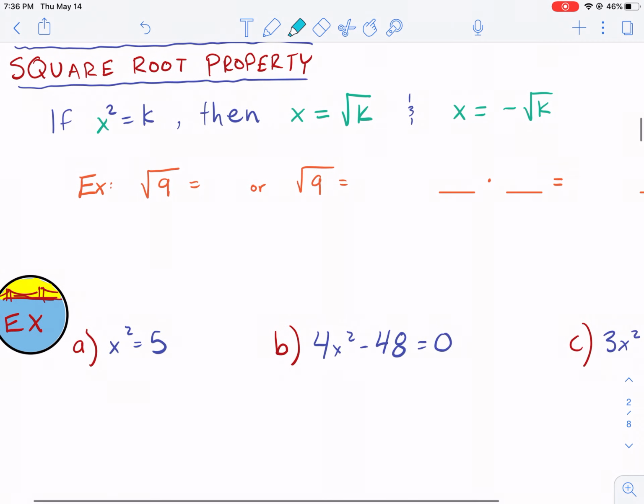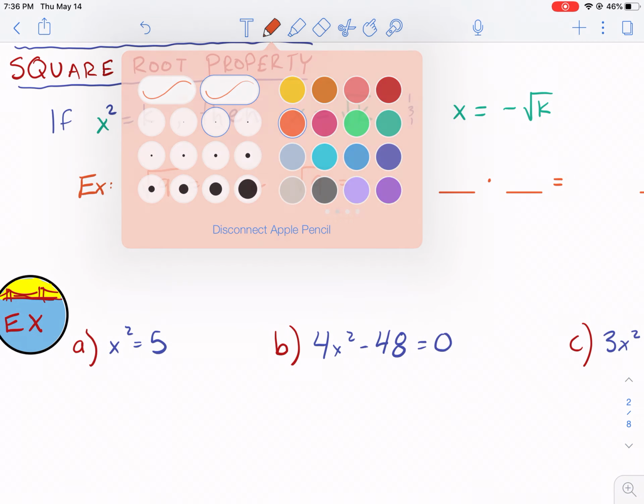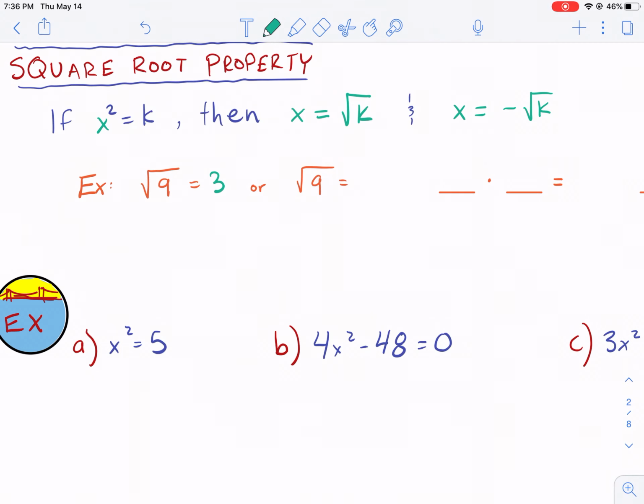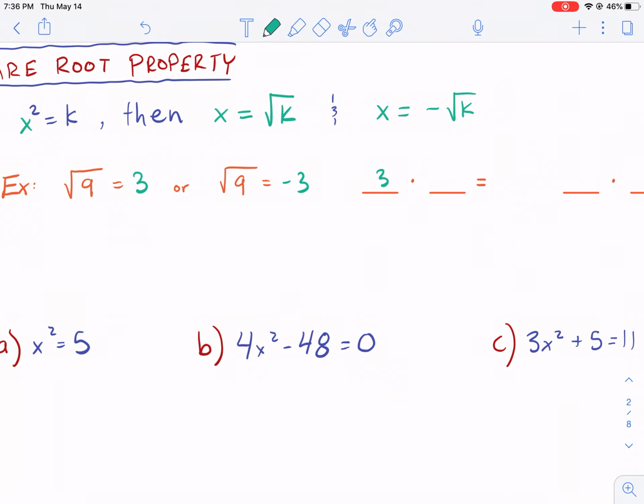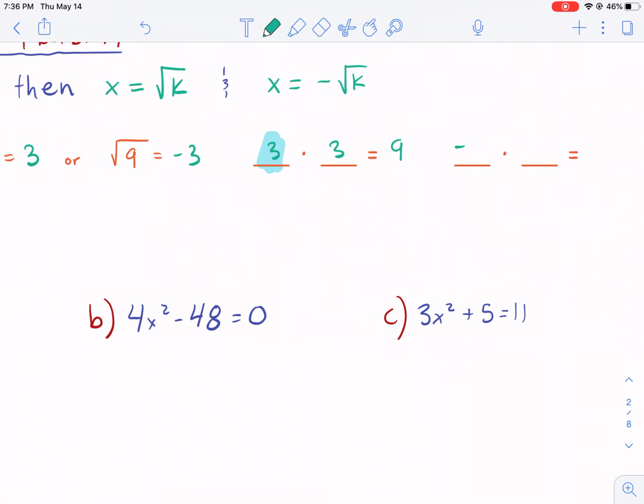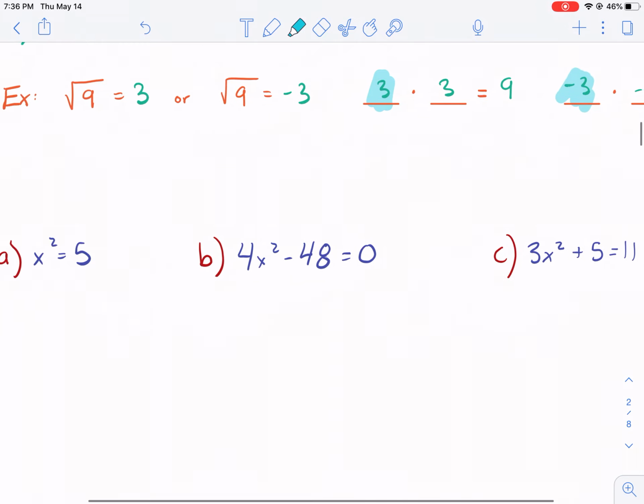They are both valid answers. Why is that? Well, if we take the square root of 9, we know that the square root of 9 is 3, or it's negative 3. Why is that? Well, positive 3 times positive 3, of course, is 9. That's why our square root is 3. But a negative 3 times a negative 3 is also 9. So a negative 3 is also our square root.